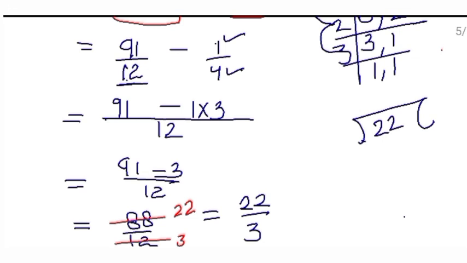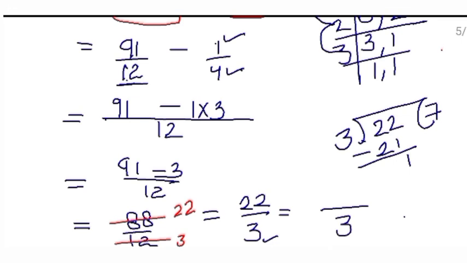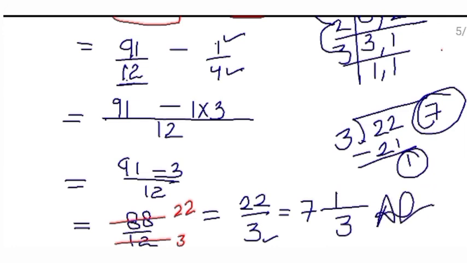Divide the numerator by the denominator. 3 sevens are 21, remainder is 1. So this can be written as, denominator will remain same, 3. This quotient will become the whole number and this 1 will become the numerator. So your answer is 7 whole 1 upon 3.